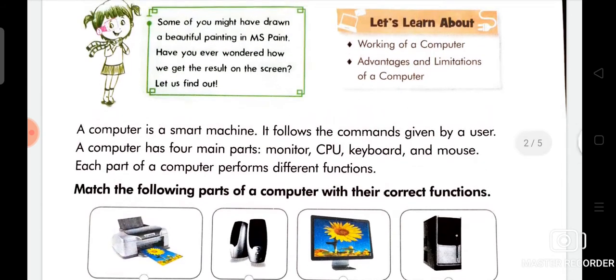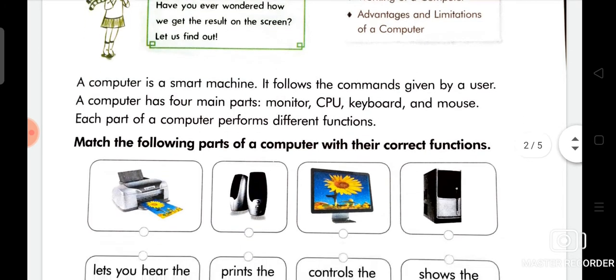Now we are going to learn about the CPU. The CPU cabinet contains the central processing unit and it controls all the other parts of a computer connected to it. Now, keyboard, mouse and all.